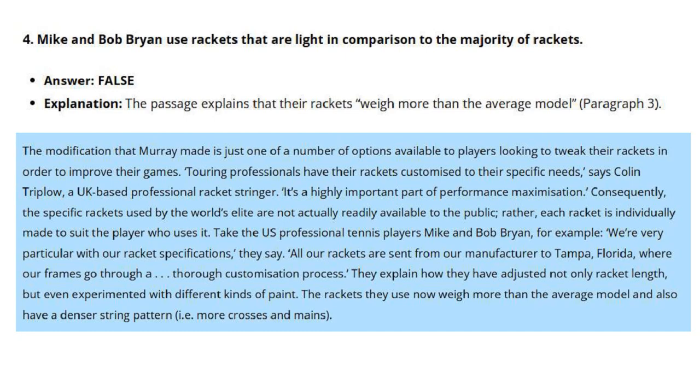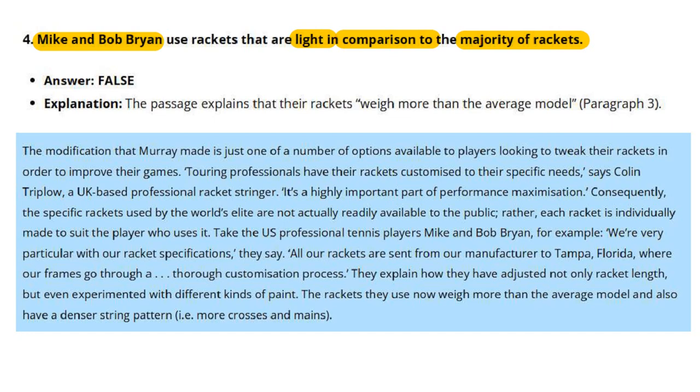Here, Mike and Bob Ryan use rackets that are light in comparison to the majority of rackets. Keywords here are the name and surname, Mike and Bob Ryan, then comparison to light and majority of rackets. That's false information, because the passage explains that their rackets weigh more than the average model.